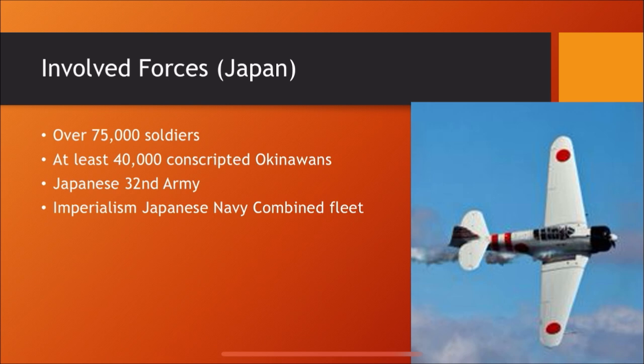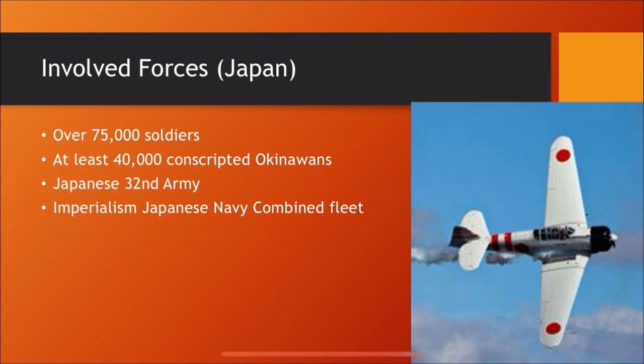Now I'm going to discuss the involved forces of Japan during the Battle of Okinawa. The Japanese were largely outnumbered and only had about 75,000 soldiers, which is about 100,000 less than the United States and Allies deployed. About half of the Japanese force were conscripted Okinawan citizens that weren't even part of the army. They were added to the Japanese army to defend their island.